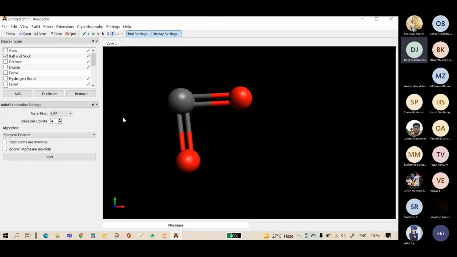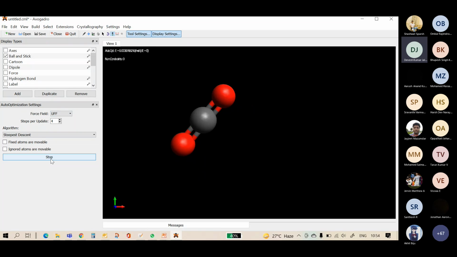So it has reached a minimum. Whether it's a global minimum or a local minimum, that's where the big challenge is. With carbon dioxide, you will not face the challenge. I will explain it with the other molecule, cyclohexane. So let's start now. I'm selecting UFF. I'm going to start. You see, it's done, just in 1 second.